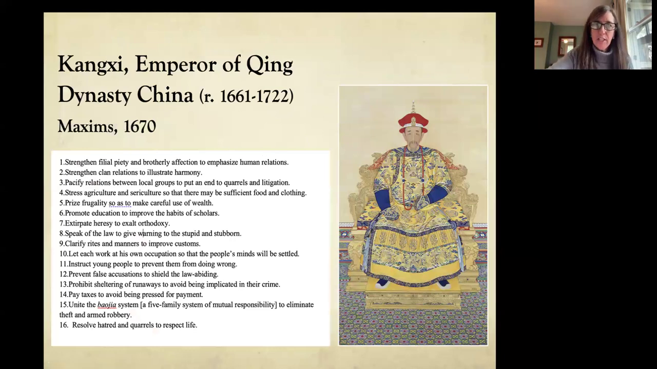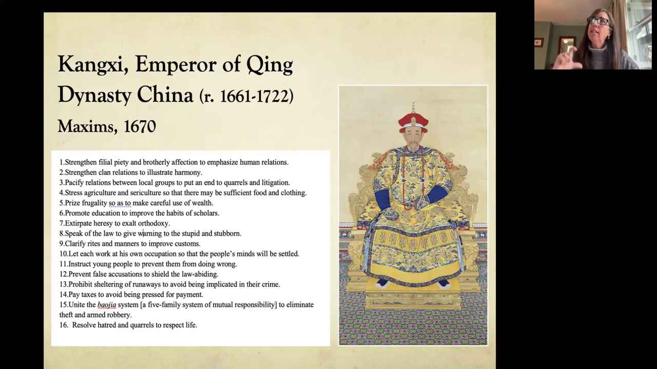Kangxi is spelled that way because we're obviously changing it from Chinese characters to our alphabet. Kangxi is ruling at almost the exact same time as Louis. And I gave you just the list of these 16 rules, which were posted all over China during his reign. Chinese history, up until 1911, is measured in dynasties. So it's about what is the family that rules. Some of the families rule for a very short time. Some of the families rule for a very long time, hundreds of years in a row.